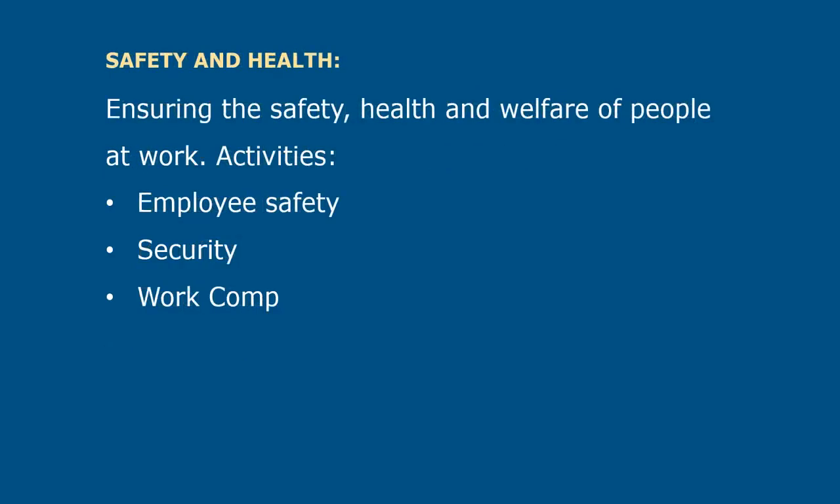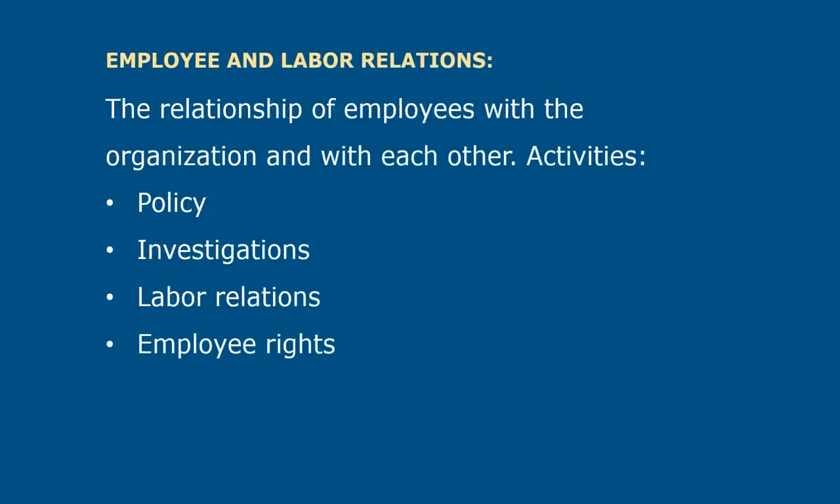Employee safety and health is about ensuring the safety, health, and welfare of people at work. The activities of safety and health include employee safety, security, and workers' compensation. Employee and labor relations focuses on the relationship of employees with the organization and with each other. The activities of employee and labor relations include policy management, documentation, workplace investigations, labor relations, and employee rights.